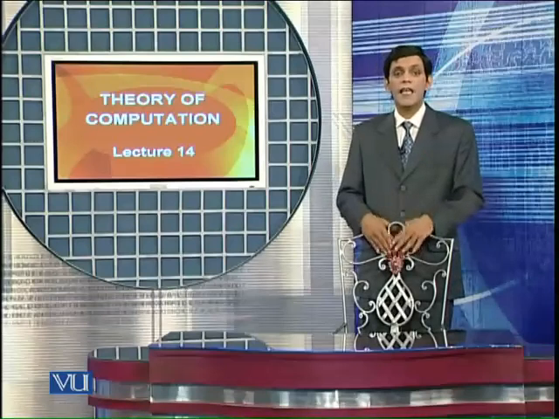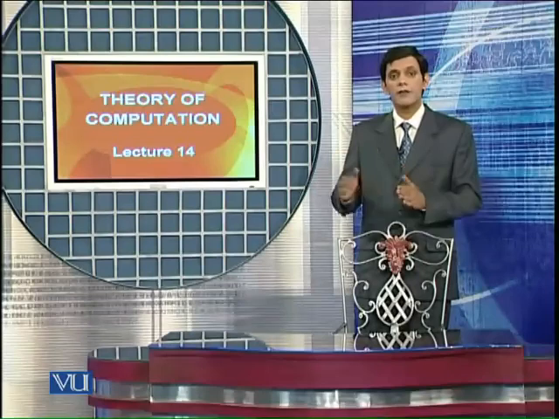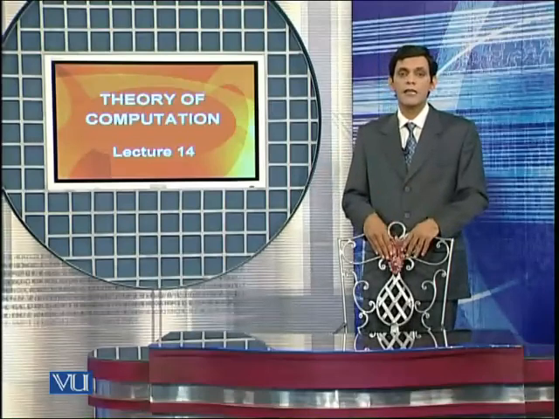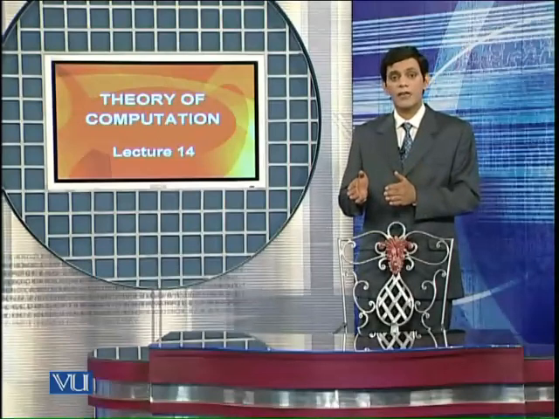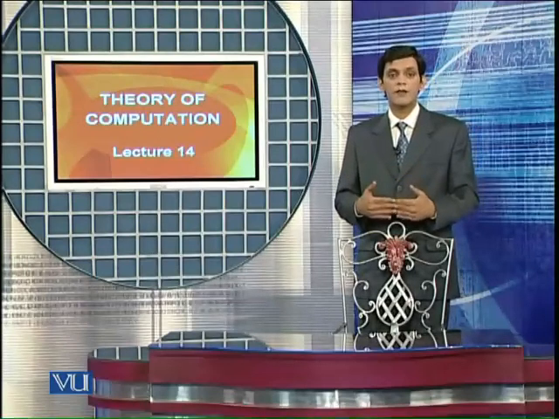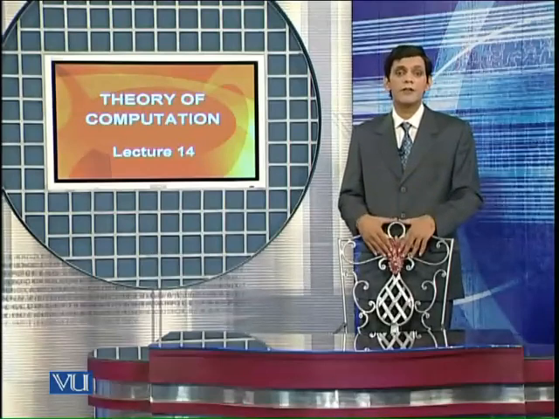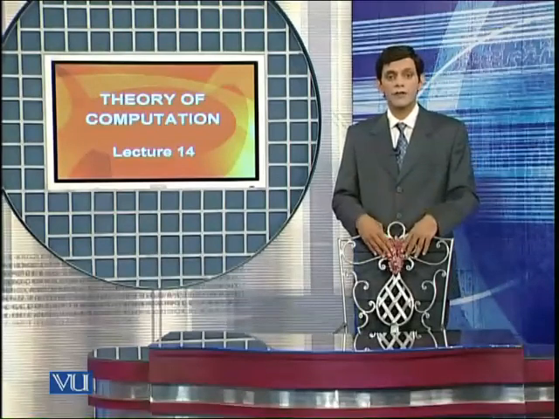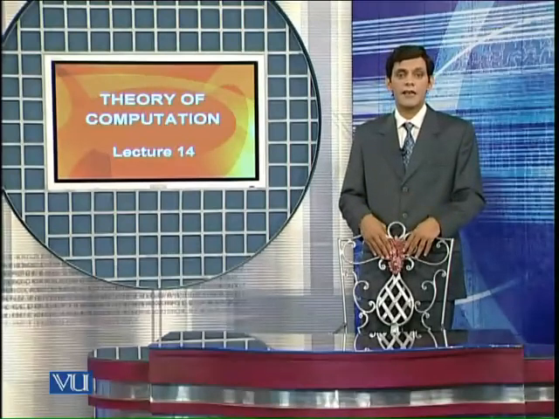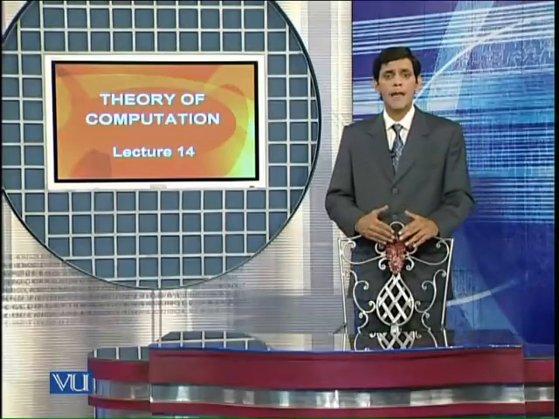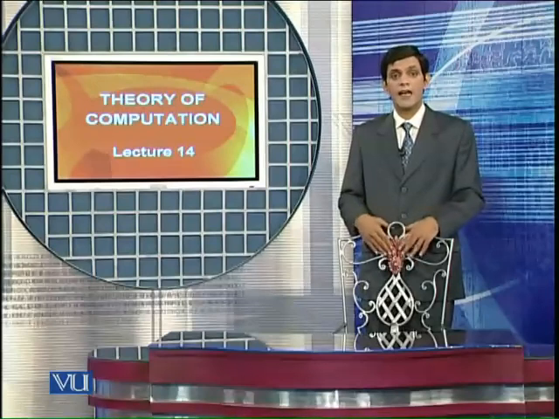More formally, if I can find a function f going from sigma star to sigma star which is computable such that x is in A if and only if f of x is in B, then I would say that A is mapping reducible to B. Mapping reducibility is only one kind of reducibility, and it is the only reducibility that we have been studying. Using mapping reducibility, we've been able to show that a lot of problems are undecidable.